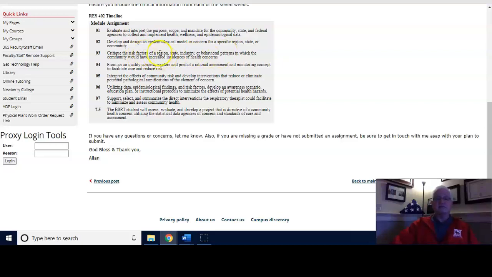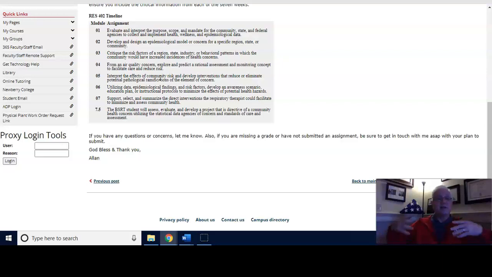Critique the risk factors of a region, state, industry, behavioral patterns. What would cause an increased occurrence for this pathological process to proliferate? Talk about air quality. Explore the monitoring concept regarding air quality and its importance. Maybe indoor air versus outdoor air. Interpret the community risk factors, and how one would interact, the prevention methods, getting the flu shot on an annual basis.